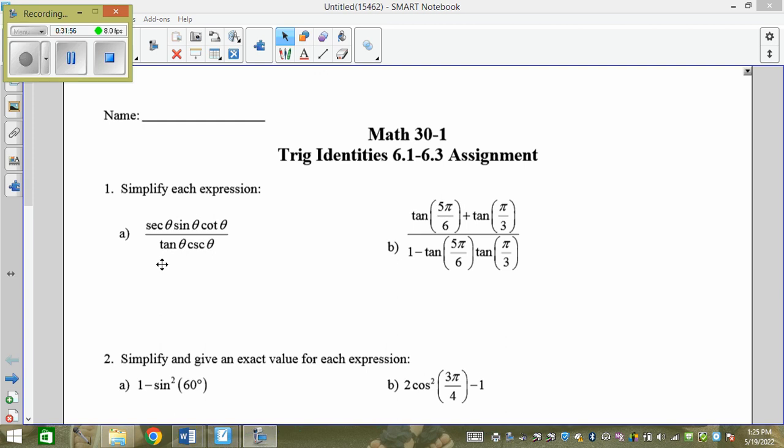So I want you to do, simplify the one on A. A, you're going to simplify. Oh, I have it frozen. One second. You're looking at nothing.